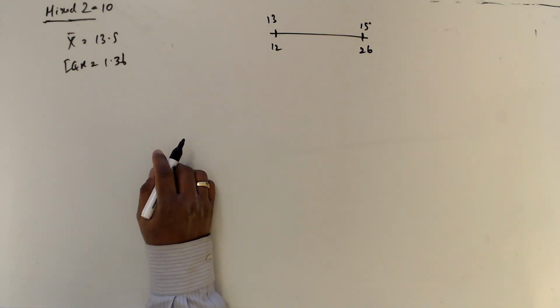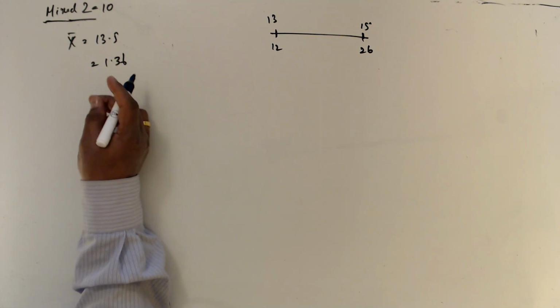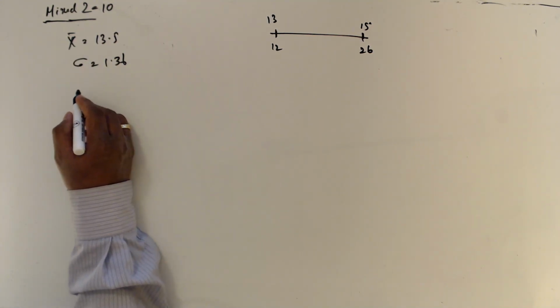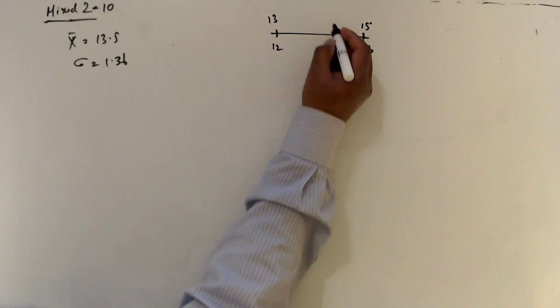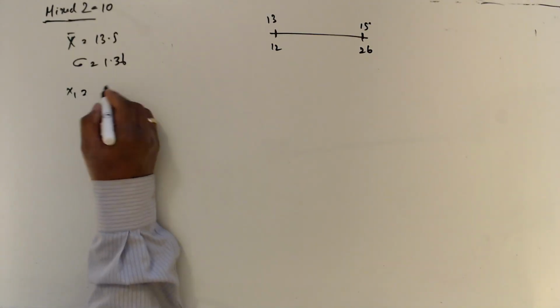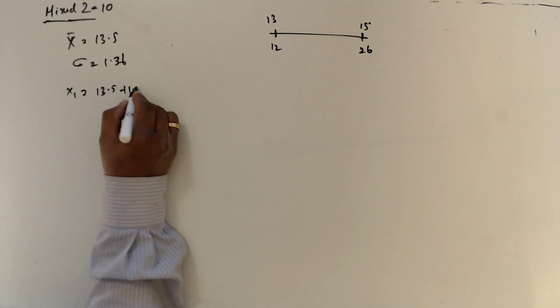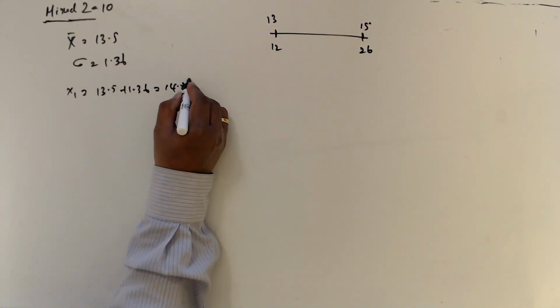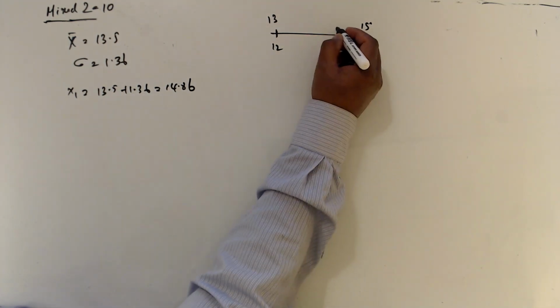Part C. Now estimate the number of days in September where the daily mean temperature rose more than one standard deviation greater than the mean. So this is one standard deviation greater than the mean. Let's say that value is some x1, then 13.5 plus 1.36 is going to be 14.86. Now we will be working the other way around.